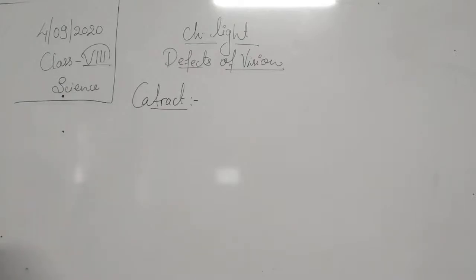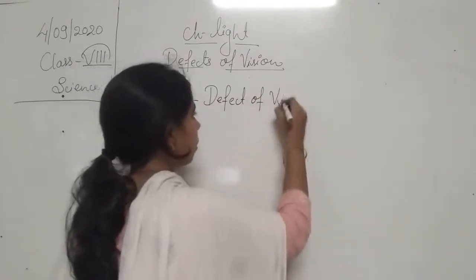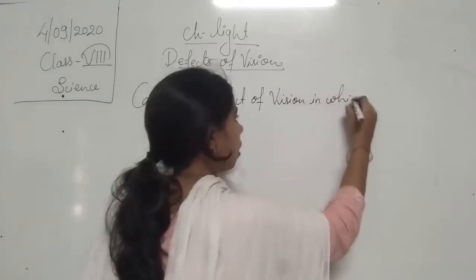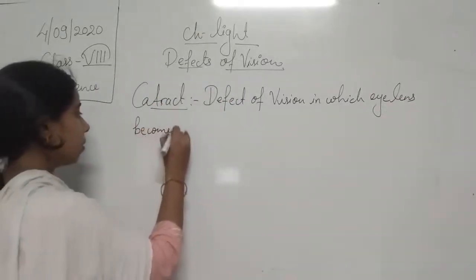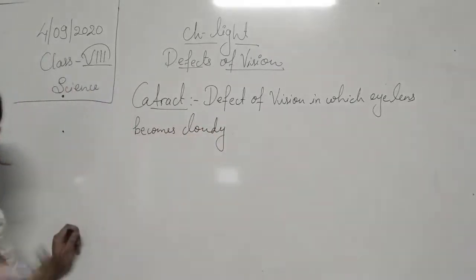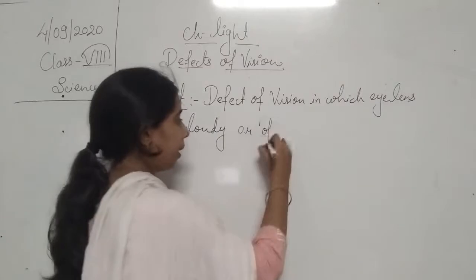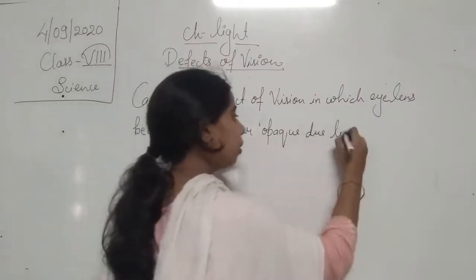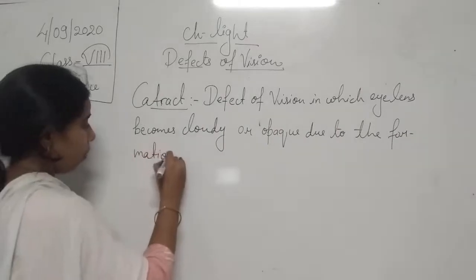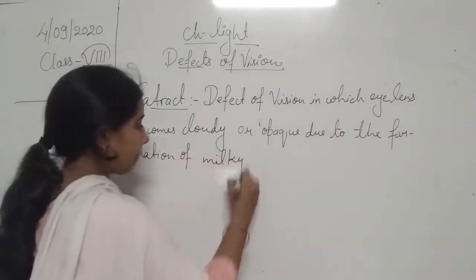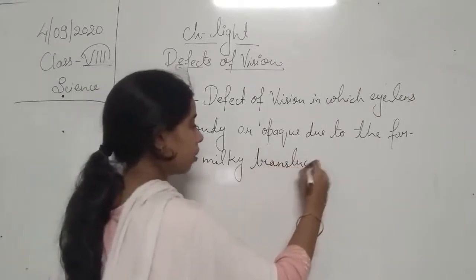Okay, so we can write cataract. So we can write the defect of vision in which the eye lens becomes cloudy, milky, or even opaque due to the formation of a milky translucent membrane.